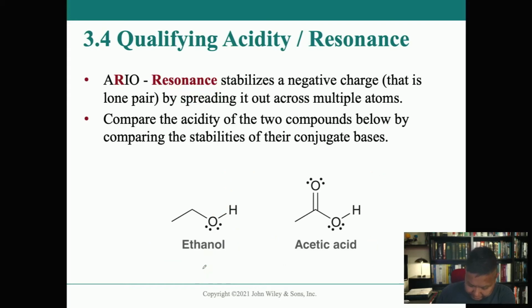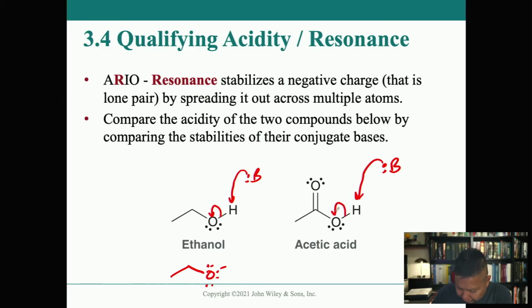Let me just draw that again because it got a little confusing, even for me. So my generic base comes in, pulls off the proton, breaks that bond, the electrons go to the oxygen, and I get an ethoxide, which looks like this. Okay. And then my generic base comes in, pulls off that proton right there. This bond breaks, and the electrons go to that oxygen right there. And I get an acetate ion.